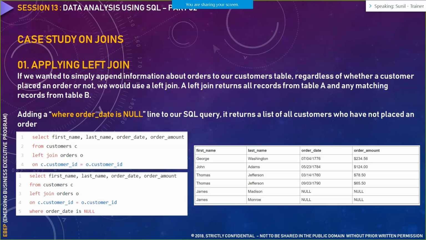Now we would understand what a left join is. Let's say we want to simply append information about orders to our customer table, regardless of whether a customer has placed an order or not. We would be using a left join. A left join returns all the records from table A and any matching records from table B. So it would return all the records from the customer table and only matching records from the order table.